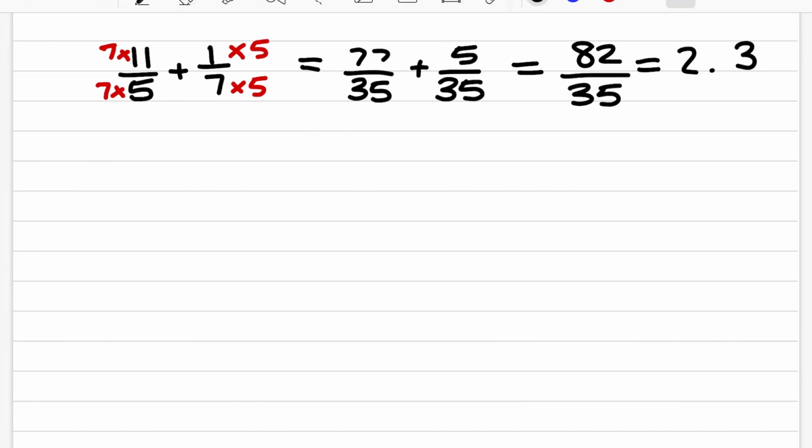Or you could do 11 divided by 5. Get that as a decimal, 2.2, plus 1 divided by 7 is 0.14. And then you could add those together to get 2.3 approximately. Again, it just depends what you're more comfortable with, if you want to do the handwork or if you just want to directly use your calculator. I would suggest being familiar with what your calculator is able to do, whether it can do fractions or not, before you start taking the test so that you know what method is going to work best for you.